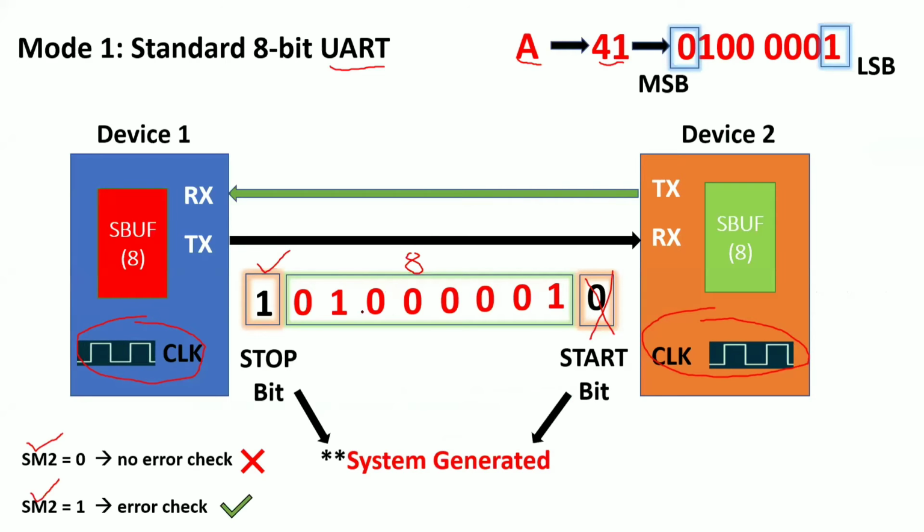But here if you observe, whenever I store the 1 here, the receiver SBUF will see whether it is 1, which means the data is valid. Why is it concluding that it is valid? Because the stop bit is 1. If the stop bit is 0, that means there is an error and the data is invalid. Why is it concluding like that? Because the start bit and stop bit are generated by the system, not by the programmer. That means the system cannot generate the errors, right?